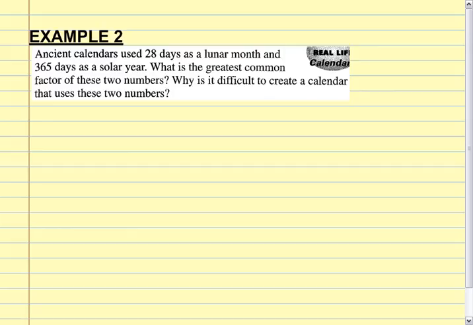What is the greatest common factor of these two numbers? And then they ask us another question. Why is it difficult to create a calendar that uses these two numbers? That's interesting. So let's do this. 28 and 365. Okay? I'm going to draw my ladder.